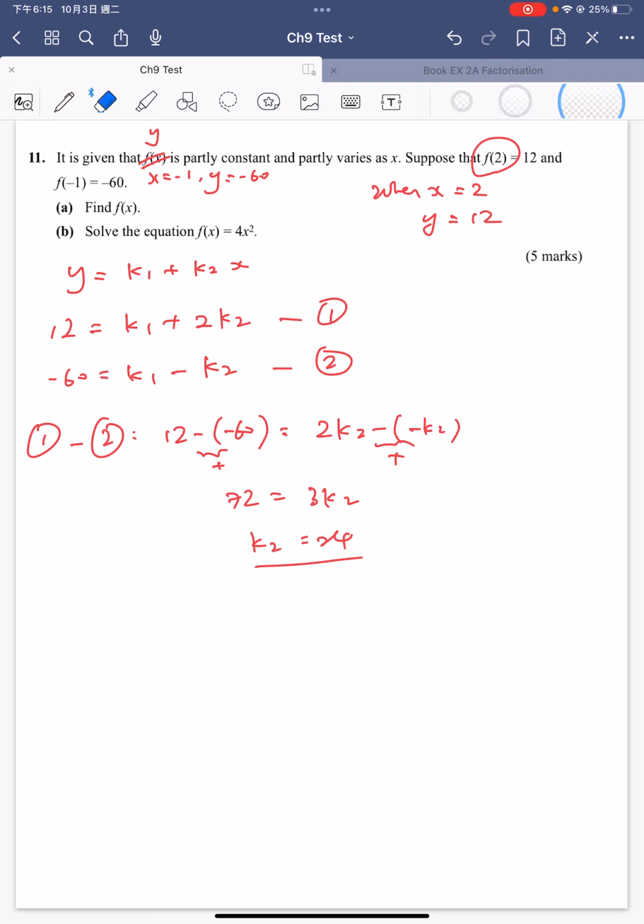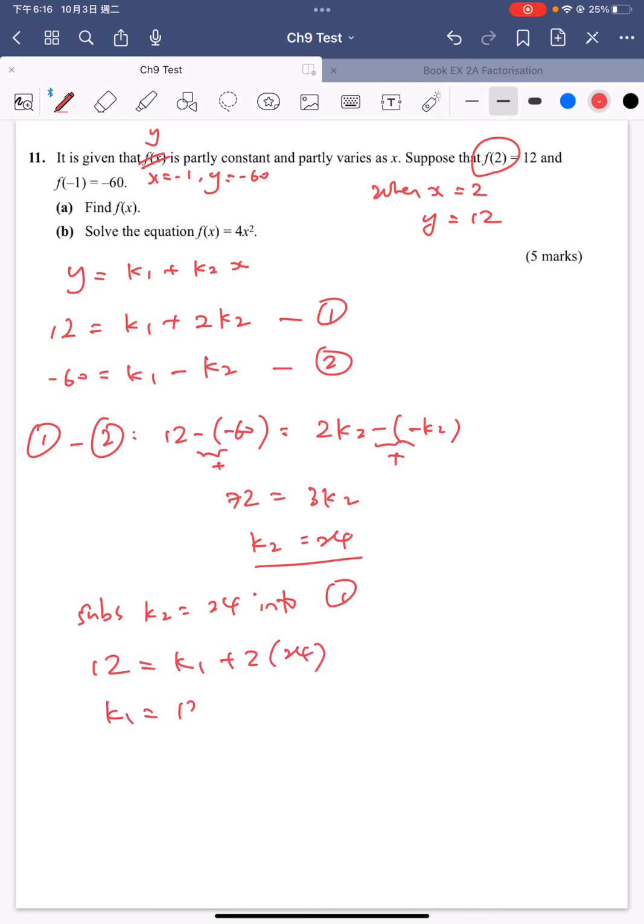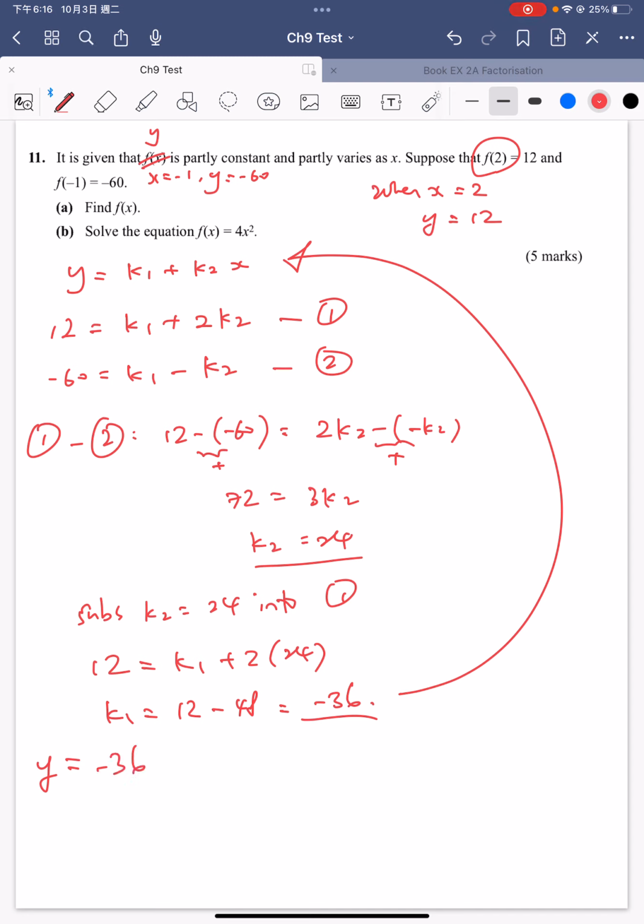Now after that, we can substitute k2 equal to 24 into either the first or second equation to get 12 is equal to k1 plus 2 times k2, which is 24. So we have k1 is equal to 12 minus 48, which gives you negative 36. So now we get the values of k1 and k2. We substitute back to our initial formula to get y is equal to k1, which is negative 36, plus k2x. The k2 gives you 24, with the x. So that's the relationship between x and y. So that's for question A. We have to find out what's the value of f(x) or y.